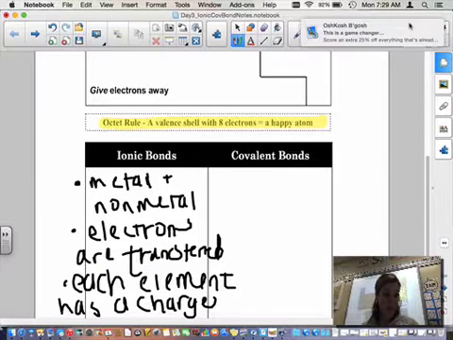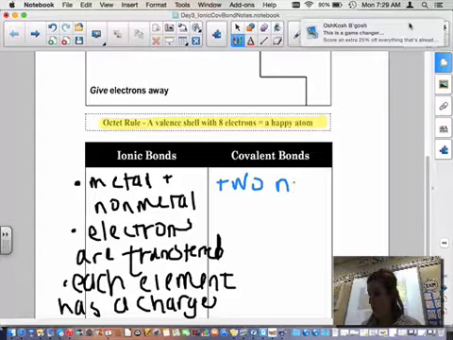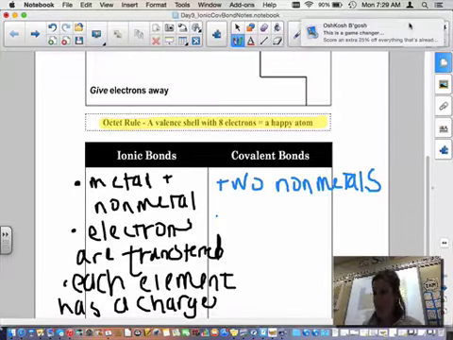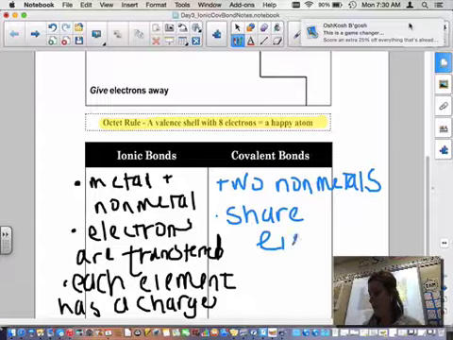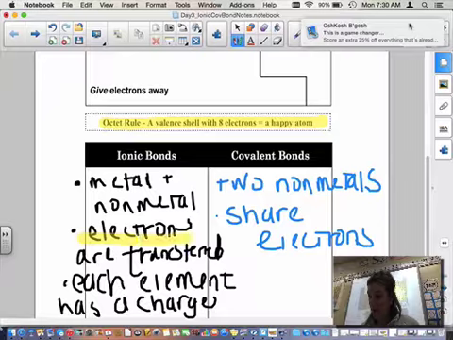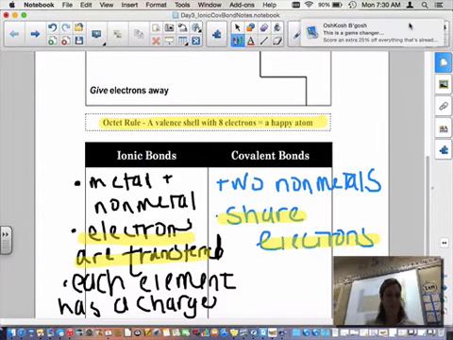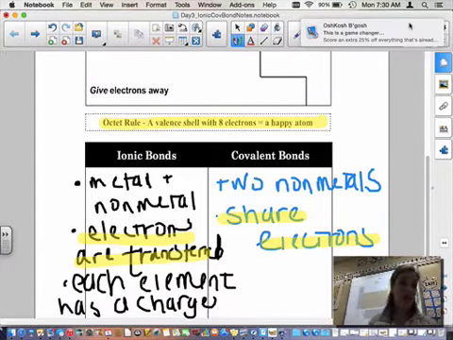Now, with a covalent bond, just slightly different. A covalent bond is between two nonmetals, and in a covalent bond, they share electrons. So the key here is to know the main difference: electrons are transferred in an ionic bond, and electrons are shared in a covalent bond. I'm going to do an example of each for you.